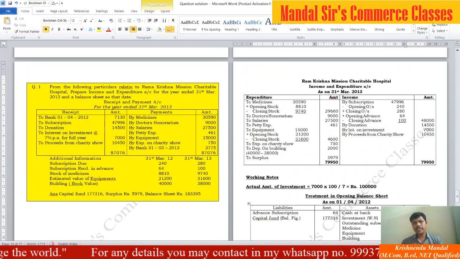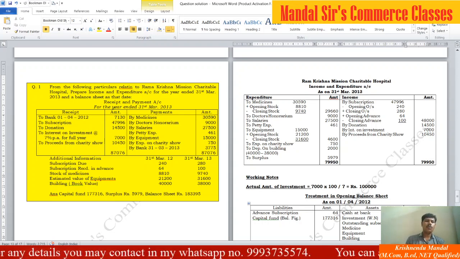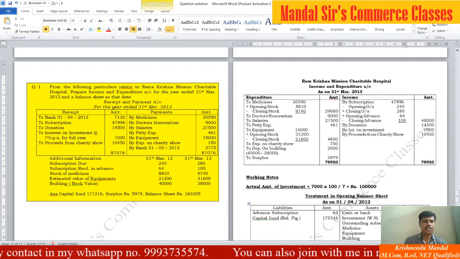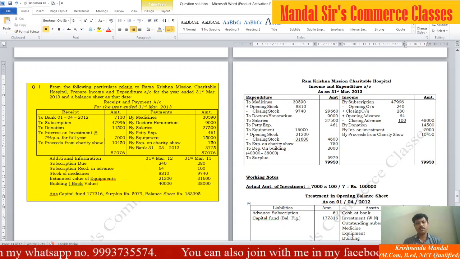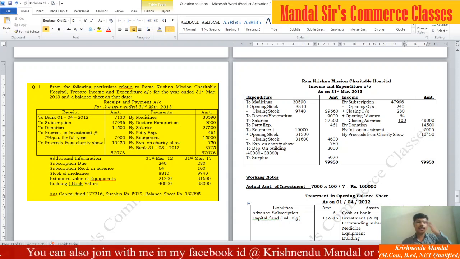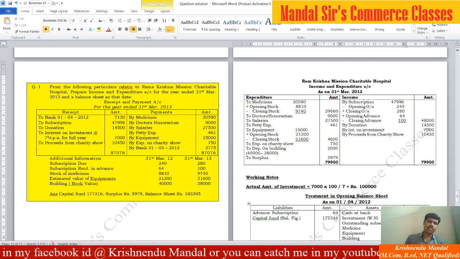So this way you have to solve this question. And remember one thing, while solving this type of question in the board exam, you have only 15 minutes. Within 15 minutes you should solve this question. Otherwise, if you take more than this, there is surety that you will leave one or two questions definitely.